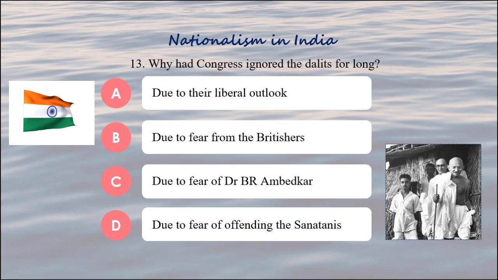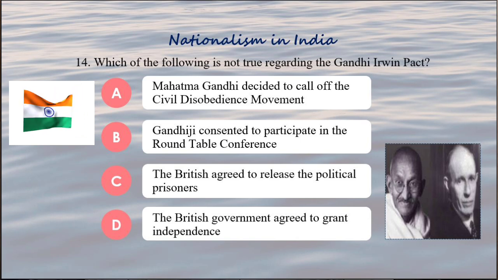Why had Congress ignored the Dalits for long? Due to fear of offending the Sanatanis, so option D is correct. Which of the following is not true regarding Gandhi-Irwin Pact? The British government agreed to grant independence. This is not true. Rest all are true, so option D is correct.